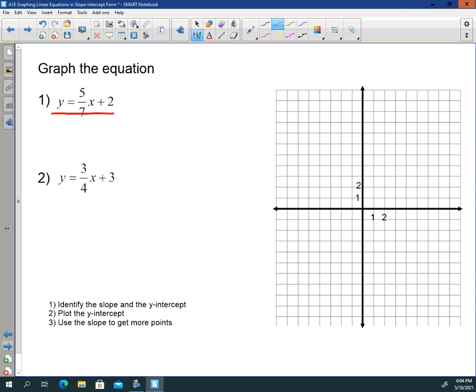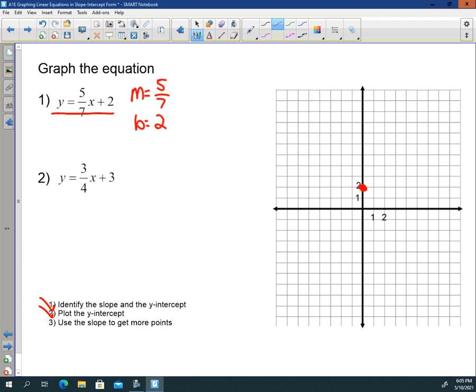And so first of all, we're going to identify the slope and the y-intercept. Well, the slope is 5/7, and the y-intercept is 2. So we've taken care of this part. Then we're going to plot the y-intercept. Well, we know that this line crosses the y-axis at 2. So there's our y-intercept. Now we're going to use the slope to get more points.